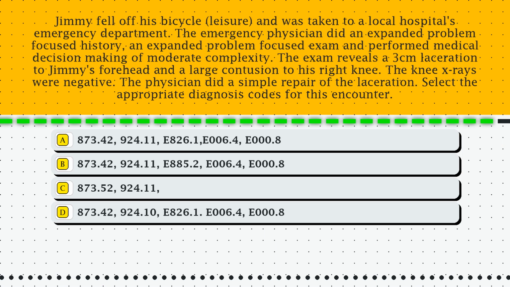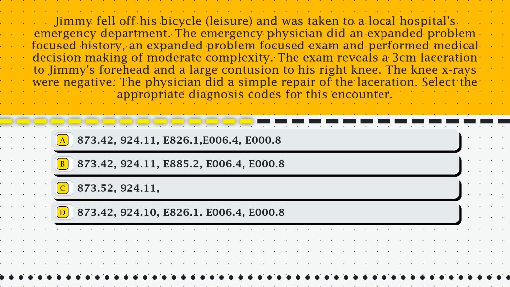Question 166. Jimmy fell off his bicycle and was taken to a local hospital's emergency department. The emergency physician did an expanded problem-focused history, an expanded problem-focused exam, and performed medical decision-making of moderate complexity. The exam reveals a 3 cm laceration to Jimmy's forehead and a large contusion to his right knee. The knee X-rays were negative. The physician did a simple repair of the laceration. Select the appropriate diagnosis codes for this encounter.